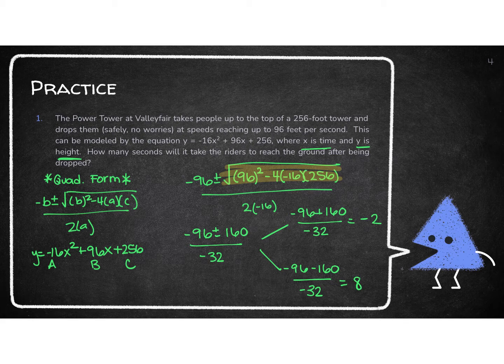So the question's asking how many seconds will it take the rider to reach the ground? It does not make sense for me to say negative 2 seconds. We don't talk about time in negative, so this is actually not going to be my answer. My final answer is going to be 8, and I need to label that seconds because it's asking for how long. 8 seconds.